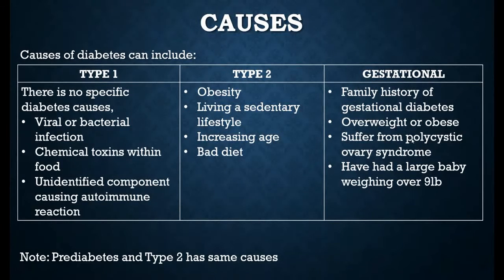Then we come to causes. First we will talk about the causes according to type. For type 1, there are no specific causes, but there may be viral or bacterial infections, chemical toxins, or unidentified components causing the autoimmune reaction. For type 2 and pre-diabetes, it will be obesity, or living a sedentary lifestyle, taking junk food, increasing age and bad diet. For gestational, the causes are family history, being overweight or obese, or having PCOS, polycystic ovary syndrome, which we have done in the reproductive system, and having had a large baby, meaning you have given birth to a baby weighing more than 9 lbs.